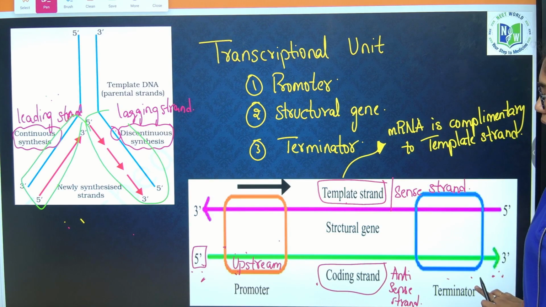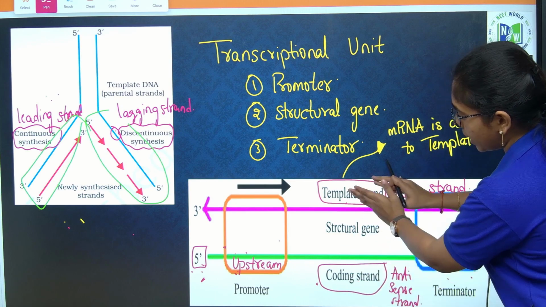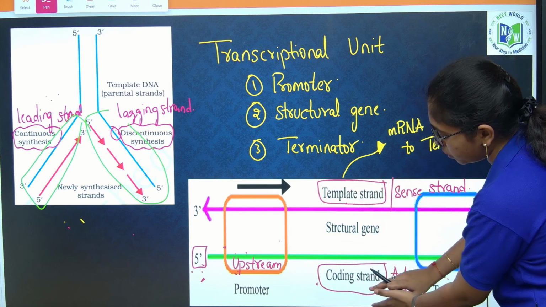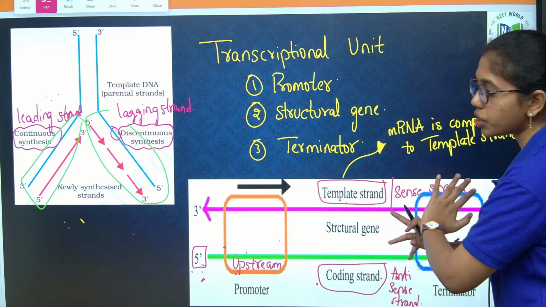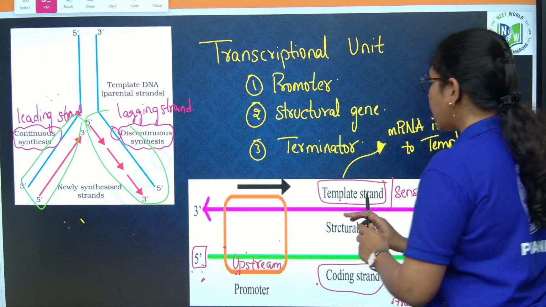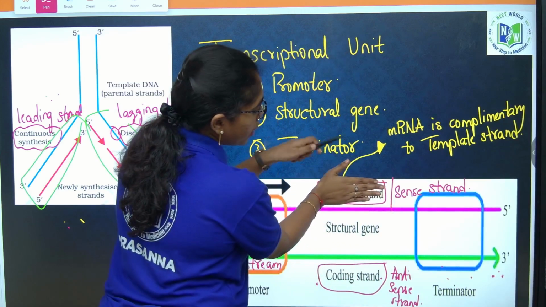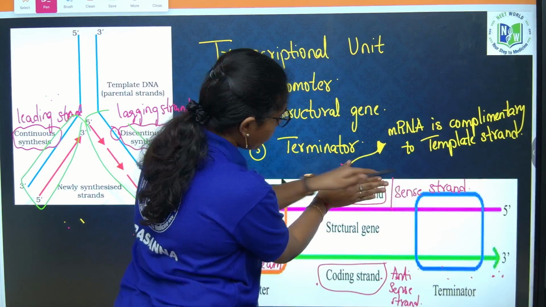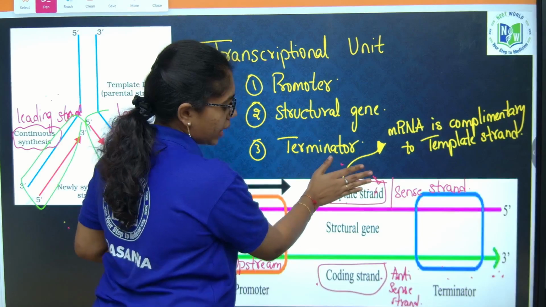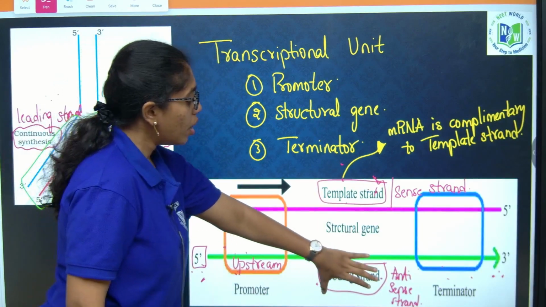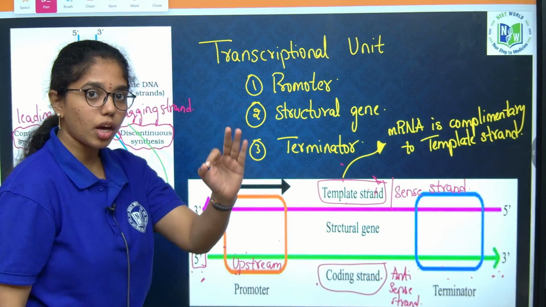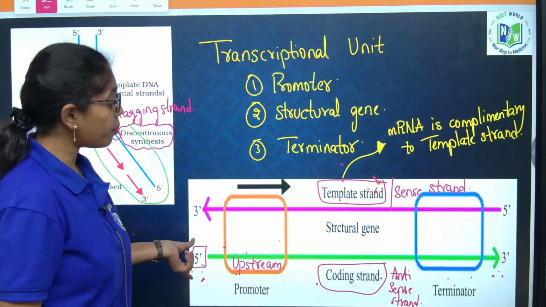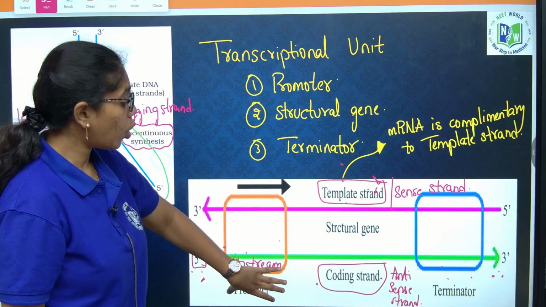If the coding strand is placed here and the template strand is placed over here, then the definition will reverse. If here it is the coding strand, then tell me what is the promoter. This is the promoter and this is the terminator. Clear? So where is the promoter present? Fix it in your mind. It is present at the 5' region of the coding strand.